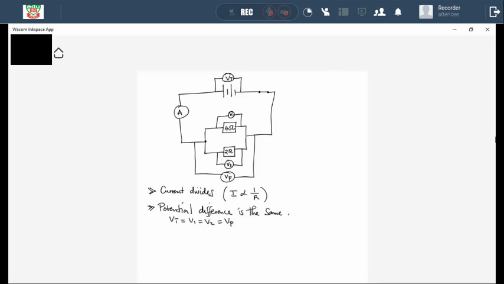So potential difference is the same. So whenever we are dealing with the parallel circuit, if you have got V1 provided, then you must know definitely that V2 will have the same reading as V1 because this is a parallel connection.